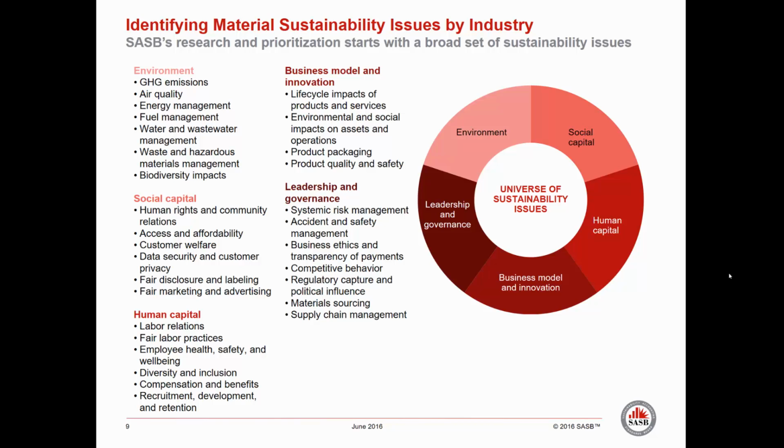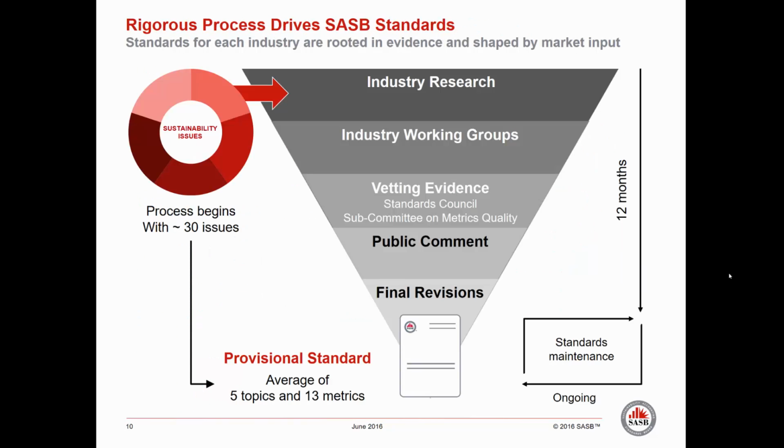The process begins with industry research to identify which topics are likely to impact or have impacted financial performance in companies in an industry. We then obtain input from industry working groups that consist of both investors and companies. We issue an exposure draft for public comment, and based on the feedback we receive during this process, we develop a provisional standard. We've now issued provisional standards for 79 industries. Those standards are open for consultation, and we very much value your feedback on the standards.